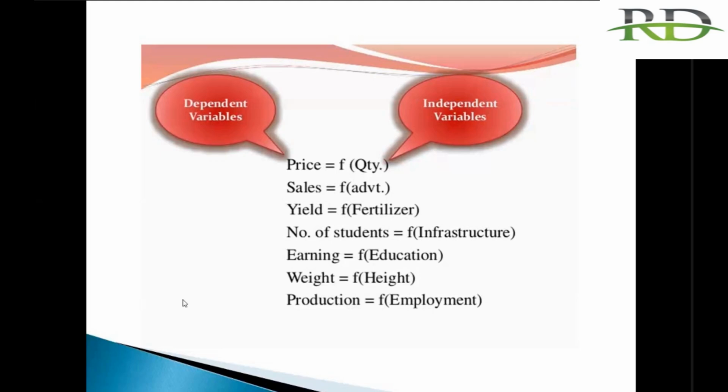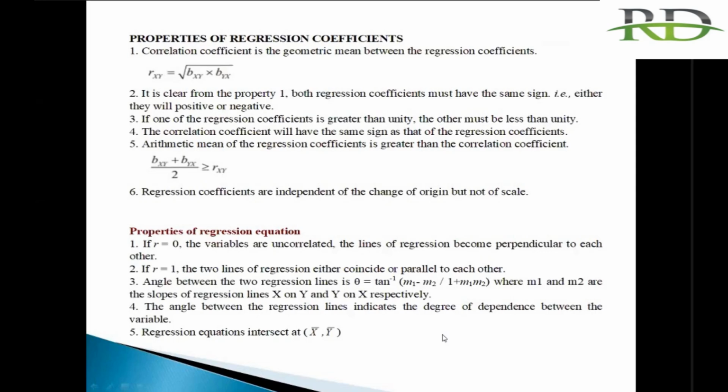So here we have, say, yield and fertilizer. So yield depends on fertilizer. We can increase and decrease the fertilizer, and it will impact the yield. So we have a relationship between yield and fertilizer this way, that yield is a function of fertilizer. So this way we can make a functional relationship between two or more variables.